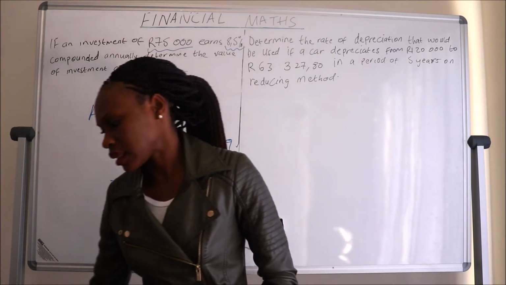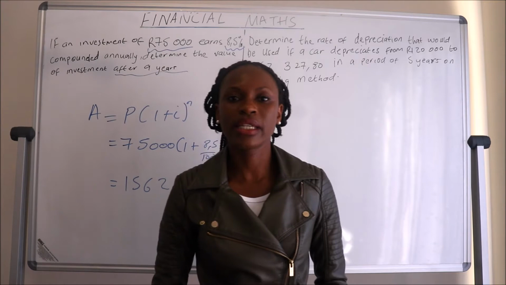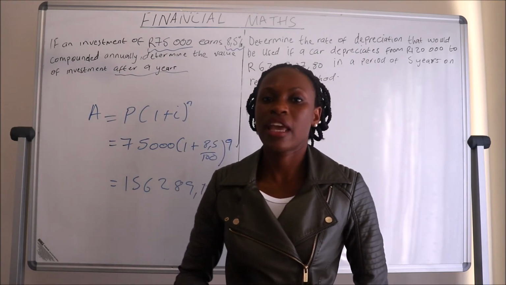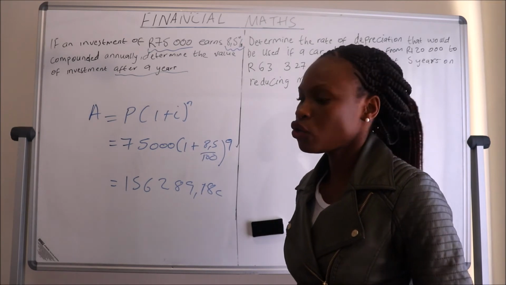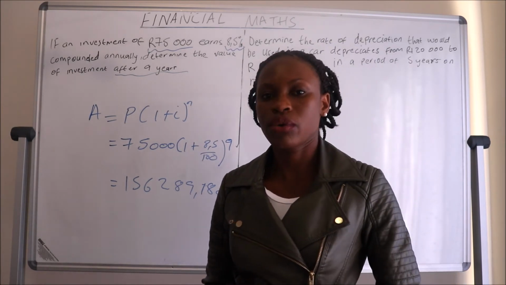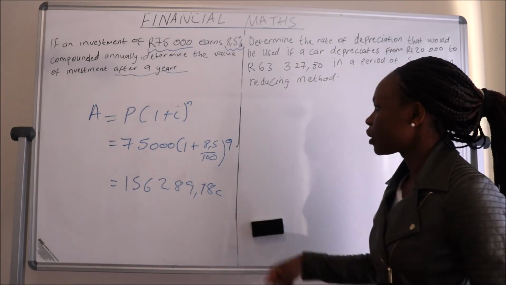81,289 rands. So that means that this person has actually gained in the investment that they have made in a period of 9 years. They would have gained an amount which is close to 82,000. All right, this was a good investment.